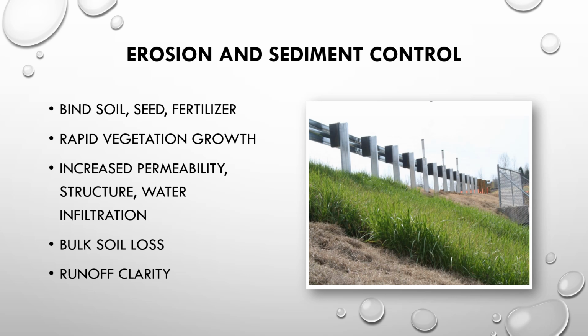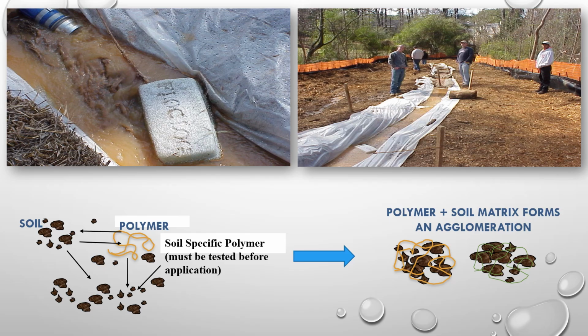Again, the primary benefits for erosion and sediment control with the PAM is we don't typically use it alone. Most of the time we're using the PAM with other erosion control best management practices, and the benefit of using anionic PAM, both the liquid and the granular, is it helps us bind the soil, seed, and fertilizer in place. It helps with quicker vegetation growth and establishment, increases permeability of that top layer of soil so water can infiltrate better, improves soil structure, stops soil loss, and improves runoff clarity. So a lot of benefits in adding this with our erosion control BMPs.